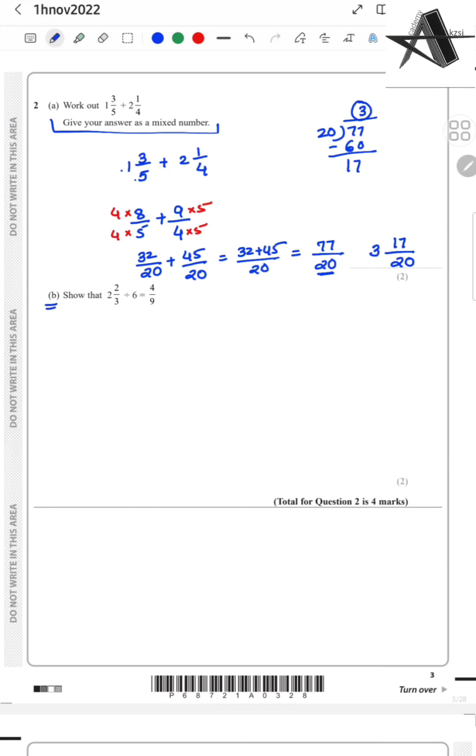Now part B. It says show that 2 1/3 divided by 6 is 4/9 . Again, you have a mixed fraction which you are supposed to convert into an improper fraction. So this one will be converted into an improper fraction. That will give you 3 times 2 is 6, plus 1 is 7, so 7 over 3, divided by 6.